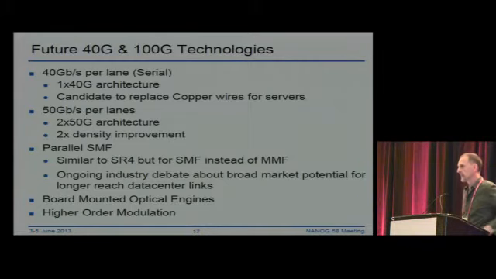What are some technologies that are on the horizon for us? One thing is the rate is going to continue increasing. So 40 gigabits per lane. Remember, the 40G high volume interfaces are 4 lanes of 10G. Whether that's fiber or wavelengths, they're 10G wavelengths. We're now looking at 40 gigabits per lane, which is referred to as serial, or 1 by 40 architecture.